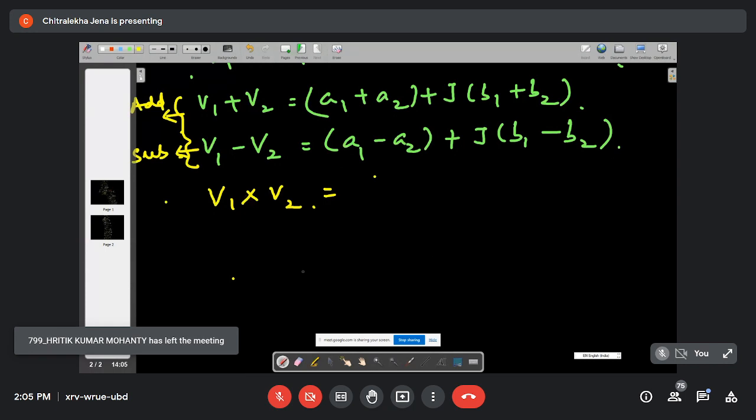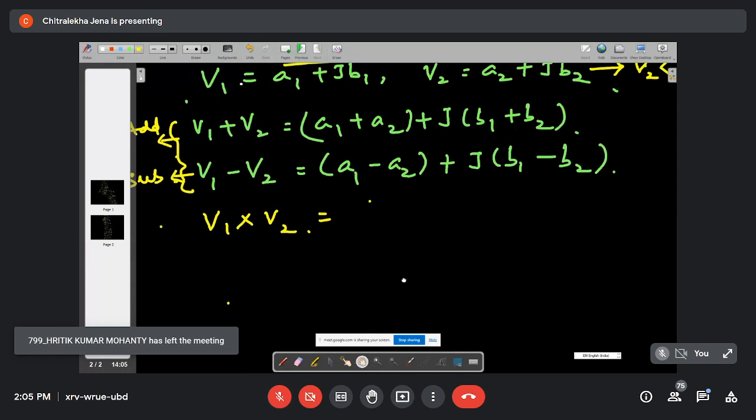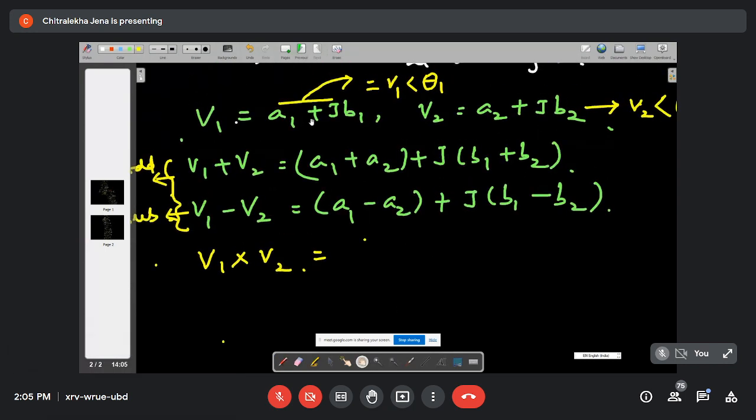Okay. So here, what we will do? We will convert the rectangular form to polar form. I have written V1 will be equal to how much? V1 at an angle theta 1.